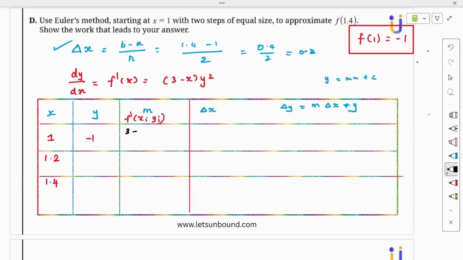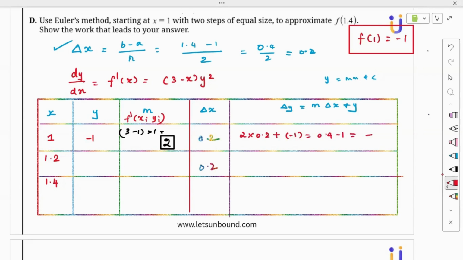So I will get 3 minus my x is 1, y square. y is minus 1, squaring it. So 3 minus 1 times 1, which is 2. So this is my m. Now go for del x. Del x is fixed. It's 0.2, right? So let me write it 0.2, 0.2. Now, everything I have, I'm going to complete new y. m del x, 2 times 0.2 is 0.4, plus y is minus 1, which is negative 0.6. Be careful with signs.